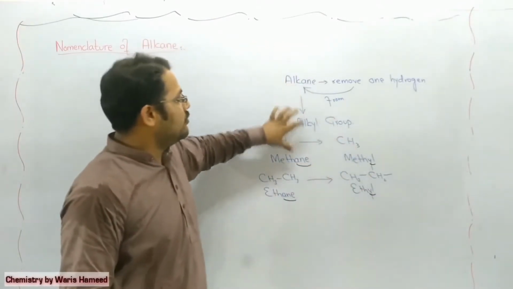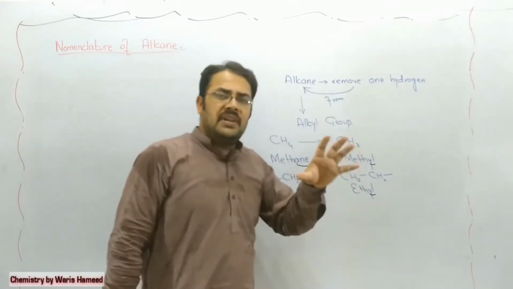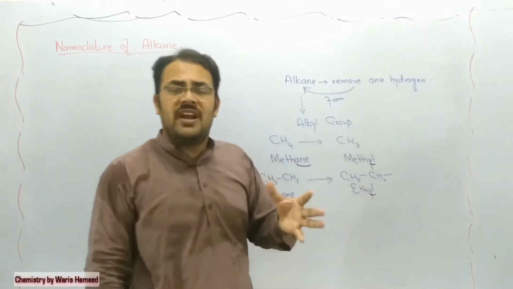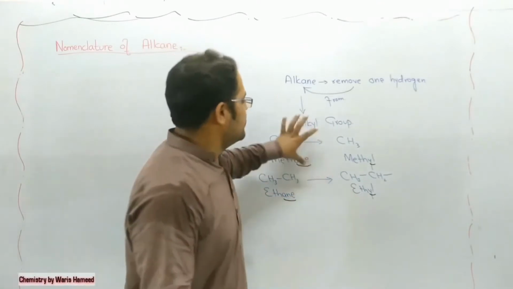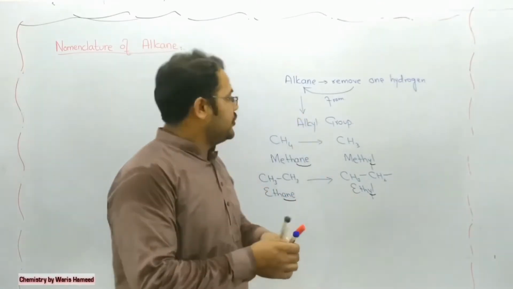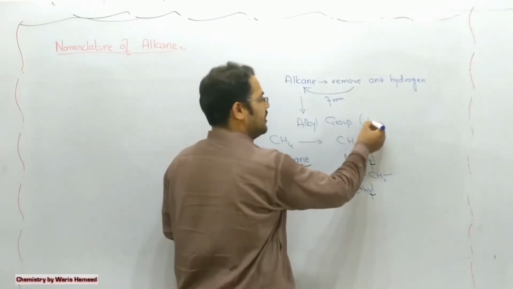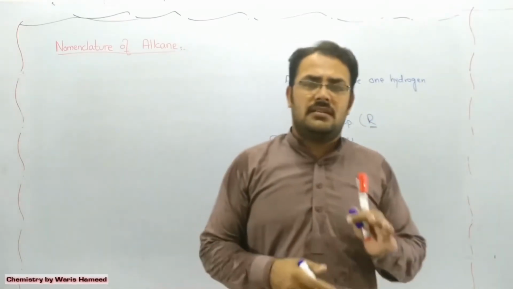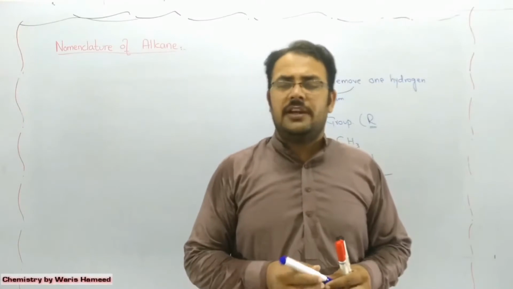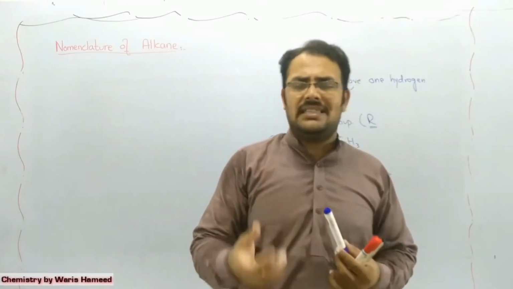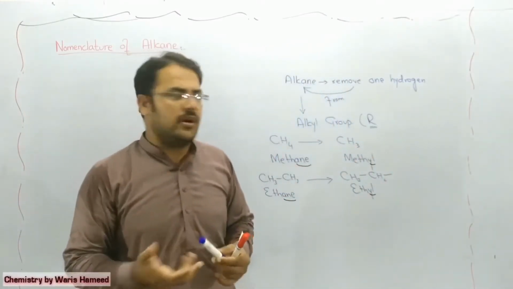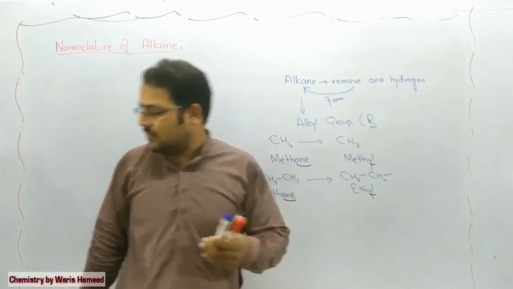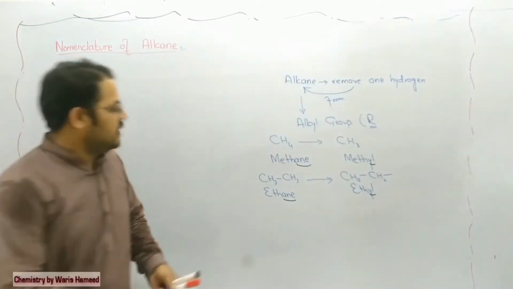And how is alkyl group formed? When we remove one hydrogen from alkane, it forms alkyl group. And mostly we show alkyl group with a capital R. Capital R in hydrocarbons just represents the alkyl group, and it may be methyl, ethyl, propyl, butyl, and so on. Now moving toward the nomenclature of alkane.